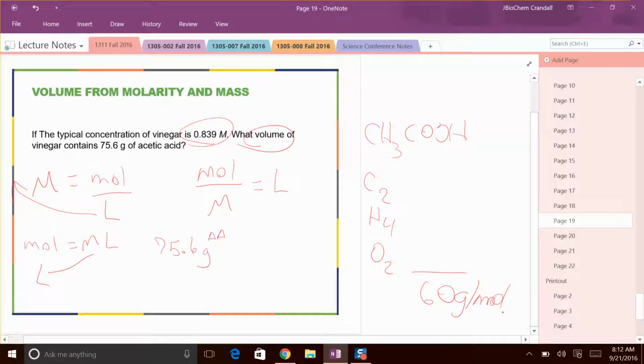So 75.6 grams of acetic acid, and I want to convert that to the moles from the grams. So I'm going to have every 60 grams for every 1 mole. So how many moles is this? 75.6 divided by 60. What do I get?